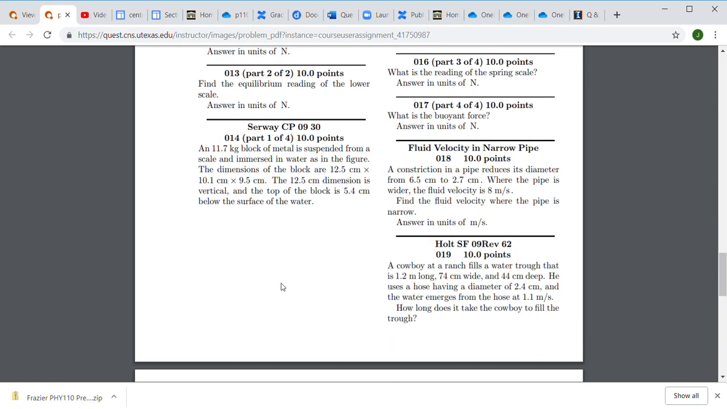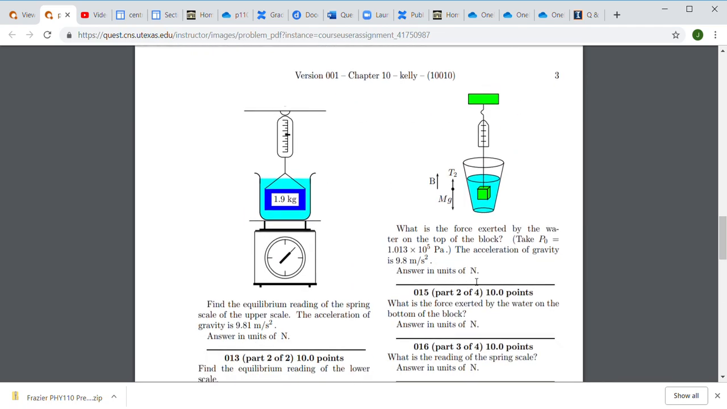Problem 14. A block of metal suspended from a scale and immersed in water, as in the figure. The dimensions of the block are given. One of the dimensions is the vertical one, and the top of the block is so far below the surface of the water. So we're given this distance, the top of the block is below the surface of the water. We're also given the 3 dimensions, and we're told that one of them is the vertical dimension.